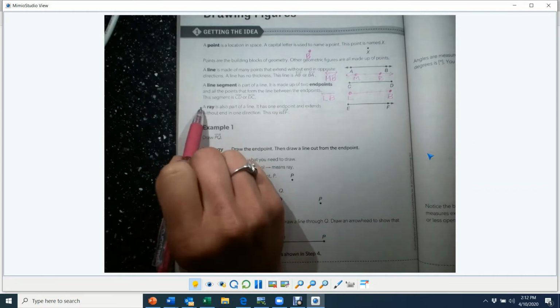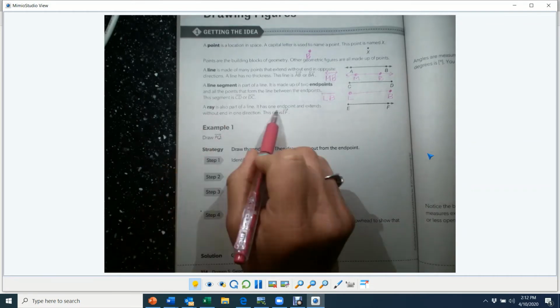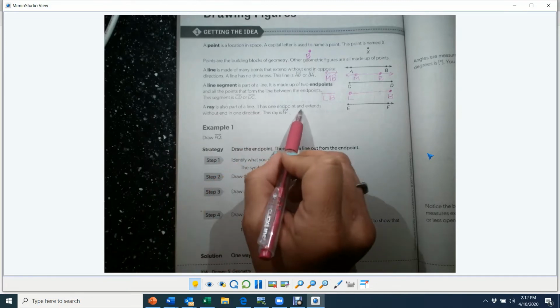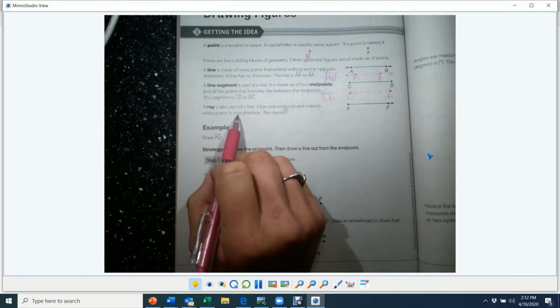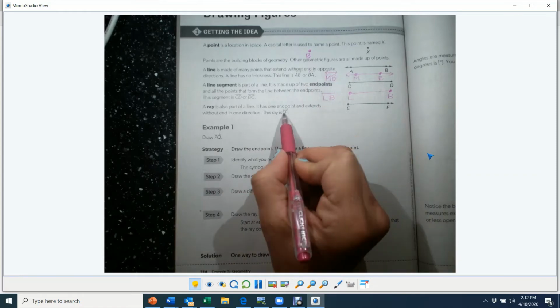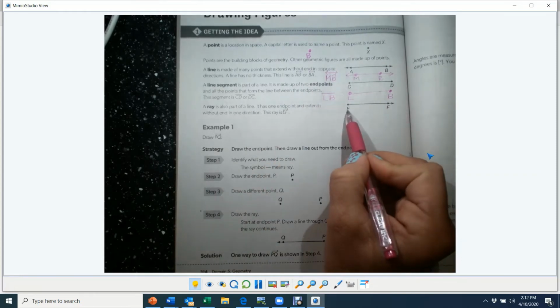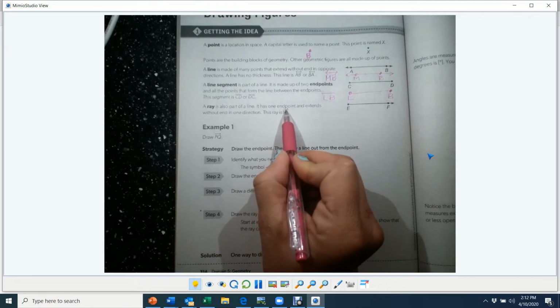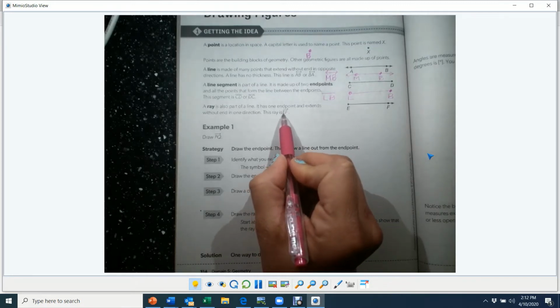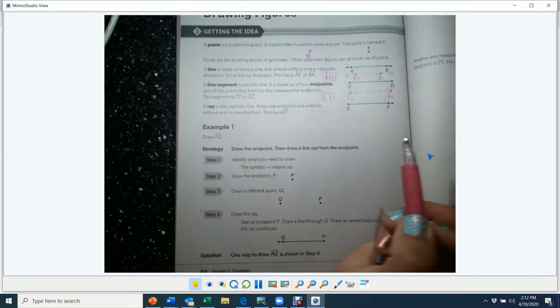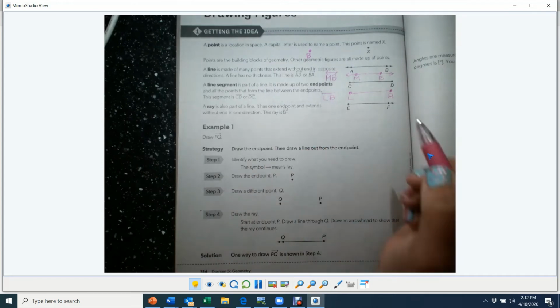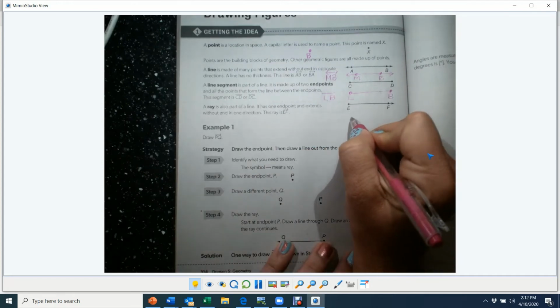Now, the next one we're going to look at is a ray. A ray is also part of a line. It has one endpoint and it extends without end in only one direction. They named theirs EF. And then when they were naming it, they put EF and they just drew a tiny ray over it. So I want everyone to draw a ray.